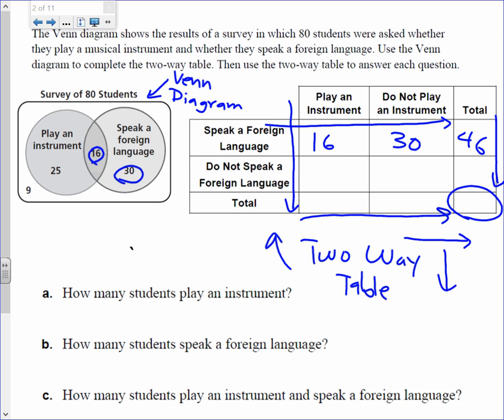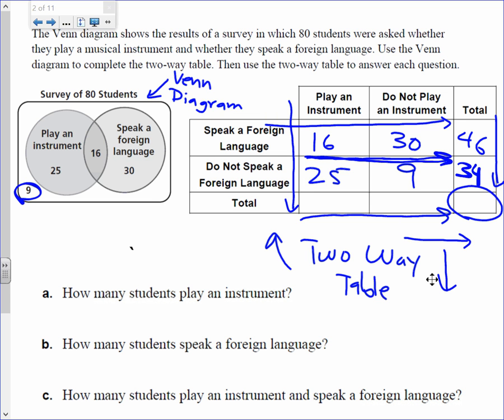Do not speak a foreign language, 25. Okay, so that's all this area right here. That's not speaking a foreign language, and play an instrument. And then we got 9 who do not play an instrument and do not speak a foreign language. And that would be the people outside the circles. Outside the two categories is right here. 25 plus 9. The total going this way, look at there's a two-way table. Going this way, the total 25 plus 9 is going to be 34.